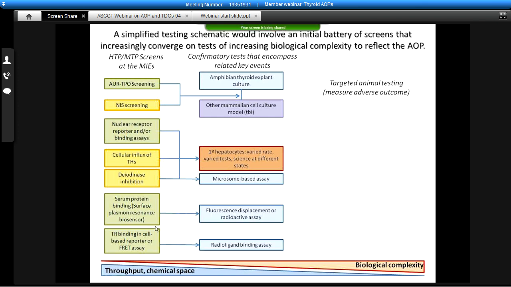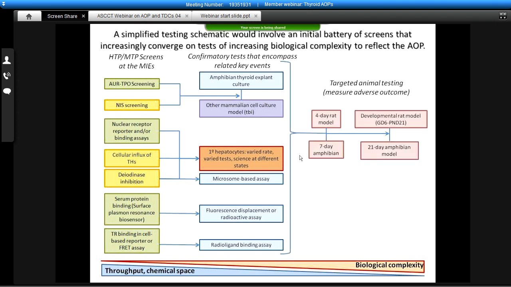And then here I'm just representing that there are some confirmatory tests for serum protein binding, which is a high throughput screen, and thyroid hormone receptor binding. We could do radioligand binding assays, for example. So we would have a battery of confirmatory tests following high throughput or medium throughput screening that would then converge on really the same targeted testing animal models to measure the apical adverse outcomes in the individual. So all of these could converge on a 4-day rat model, as I showed you with our methimazole work. This is a model that we've employed and others have employed a lot as well.